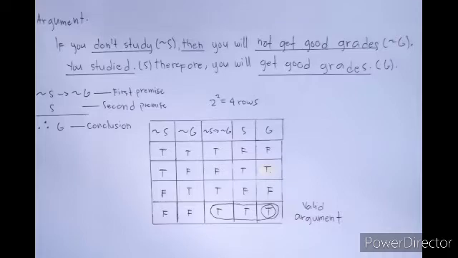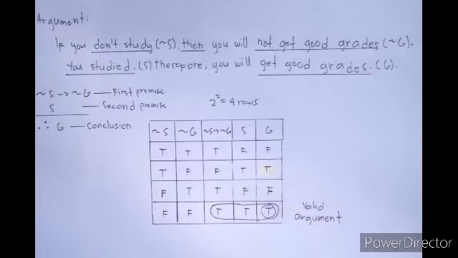Hello, I'm here to determine the validity of the following argument, whether it is valid or invalid. I will be using S and G to represent the simple statements. The argument is: if you don't study, then you will not get good grades. You studied, therefore you will get good grades. The first sentence, not S, will be "don't study," and not G will be "not good grades." The second sentence is S, and our conclusion is G.